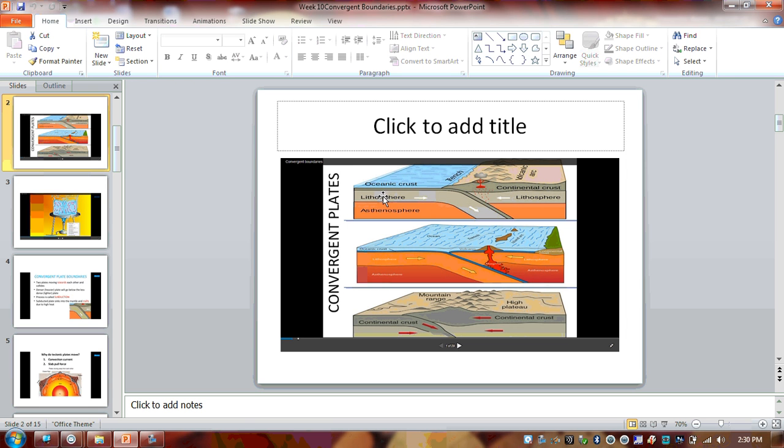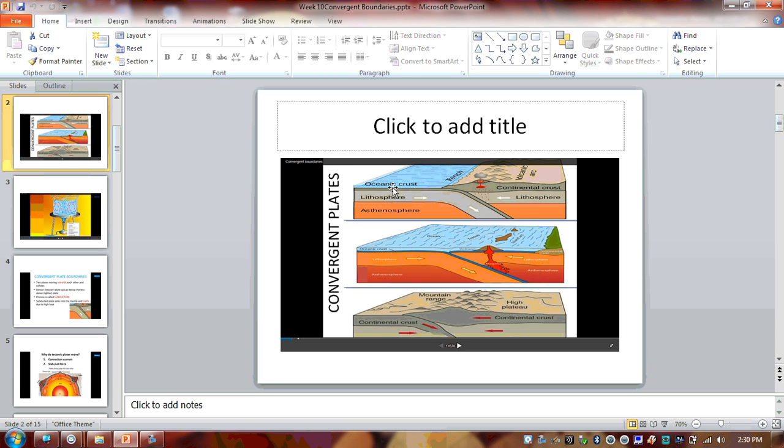Okay, the first one is where you have an oceanic crust. First of all, let's go back and talk a little bit about what convergent boundaries or plate movement is. Convergent plate movement is when two tectonic plates move towards each other. That stems from the word converge. And so there are different types of convergent plate movement.